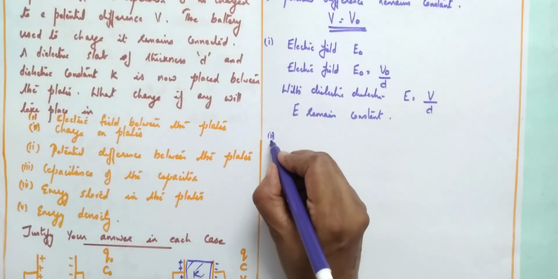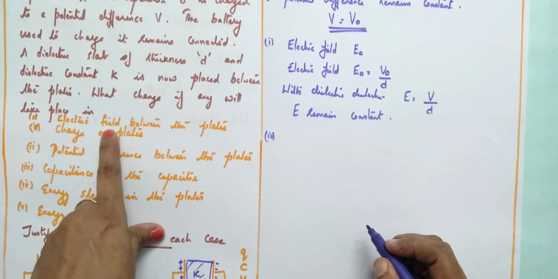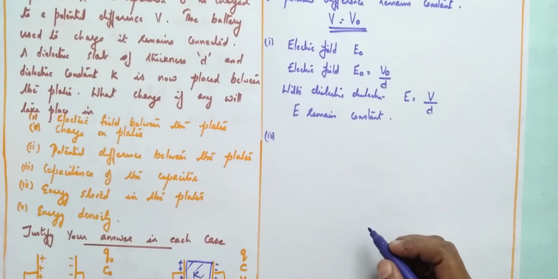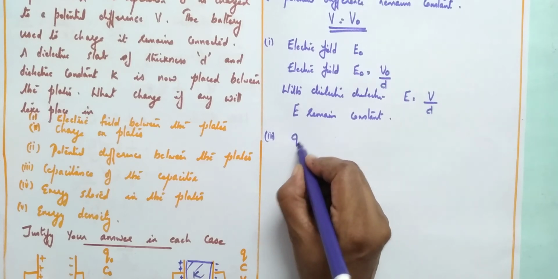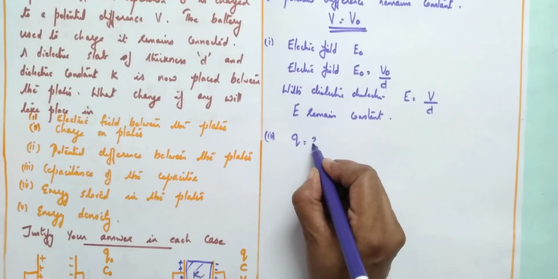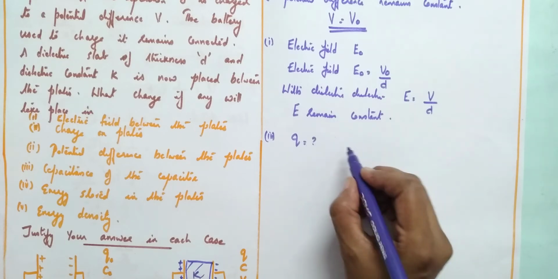Now, I think second one, charge. What happens to charge? So, we got electric field constant, potential difference constant. Then now what happens to charge? So, charge Q. What happens to charge? So, what is the relation between charge and electric field?